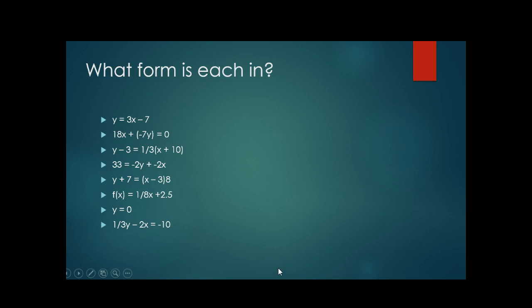1/3 y minus 2x equals negative 10. That should be in standard form. You've got y and x on the same side. Even when they're out of order, it's still in standard form.